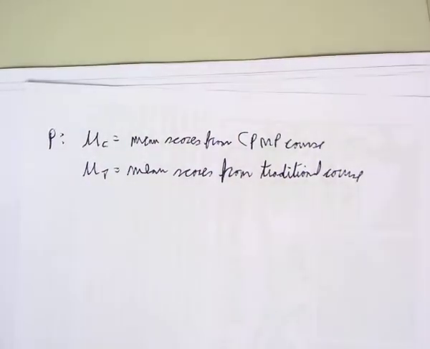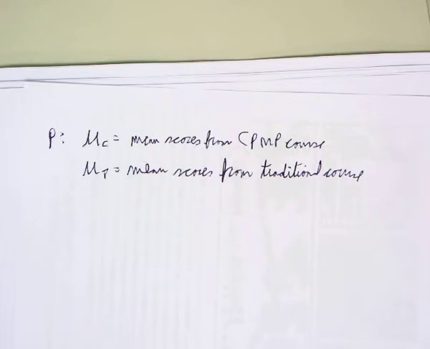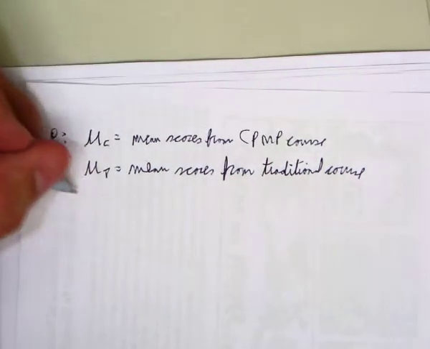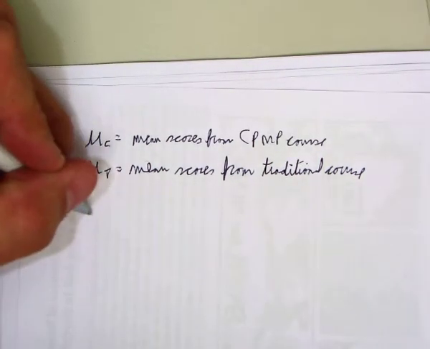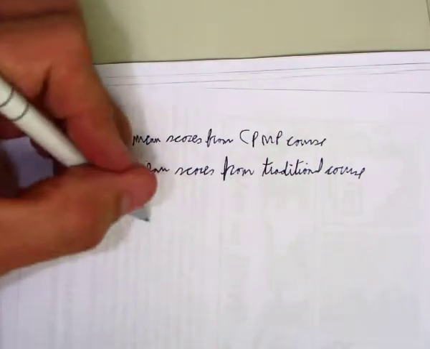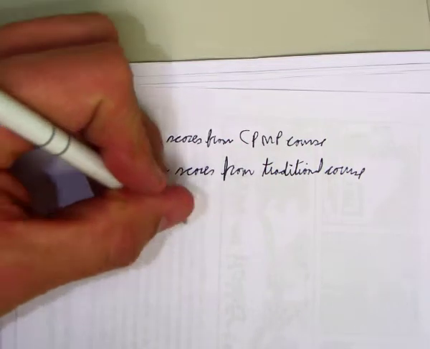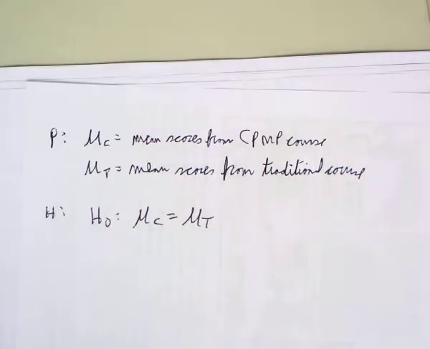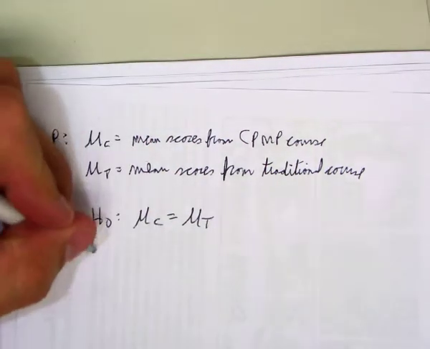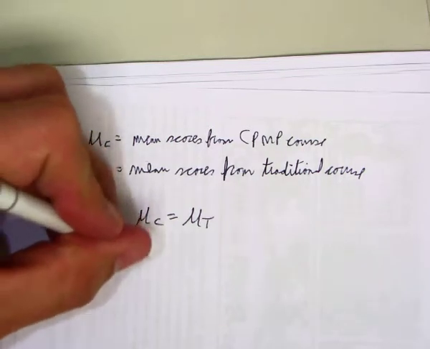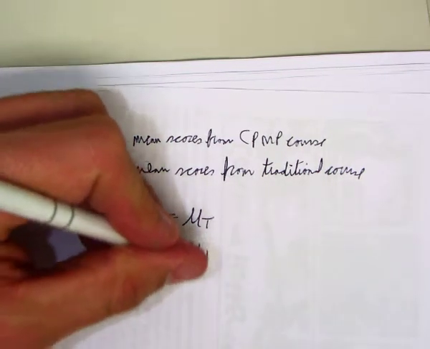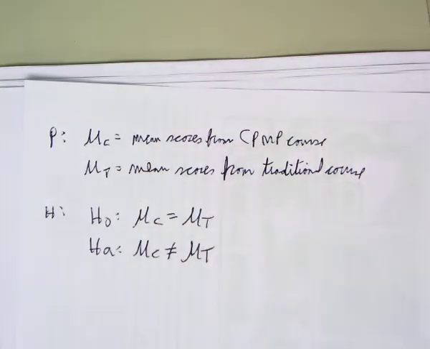Okay, so then we have to write the hypotheses. The null hypothesis would be that mu of C equals mu of T. And then the question is, are they different? So the alternative would be mu of C does not equal mu of T. It didn't say that one is higher or one is lower.